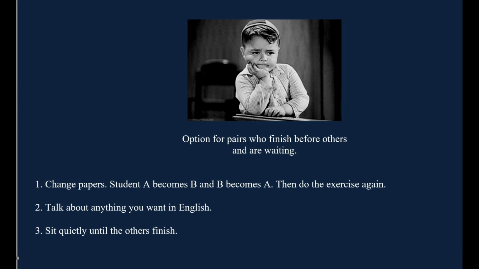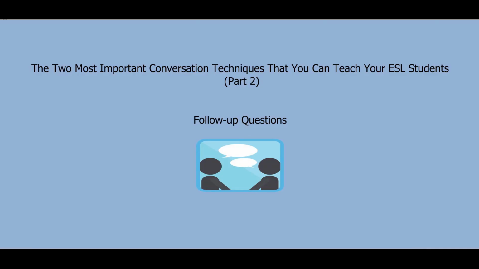After most pairs have finished, you can stop there. You don't have to do any of them whole class. They know what rejoinders are, why they are useful, and how to use them. This is the first of the 2 most important conversation techniques. On my next video, I'll tell you about the second most important technique called follow-up questions.